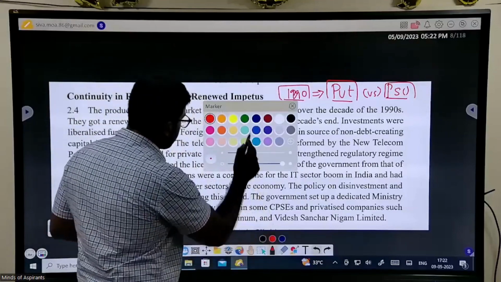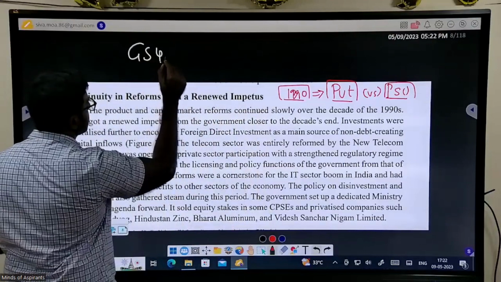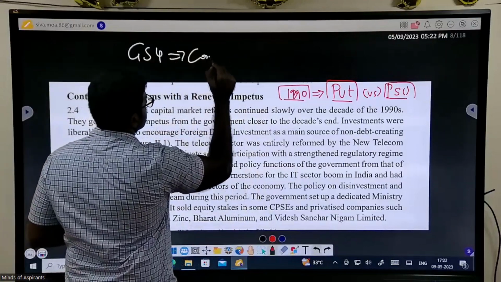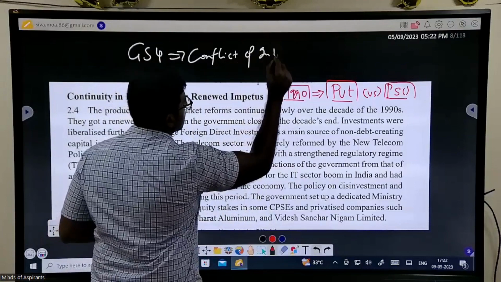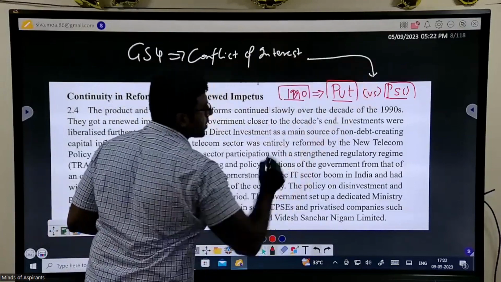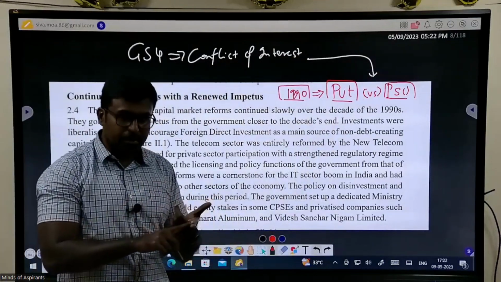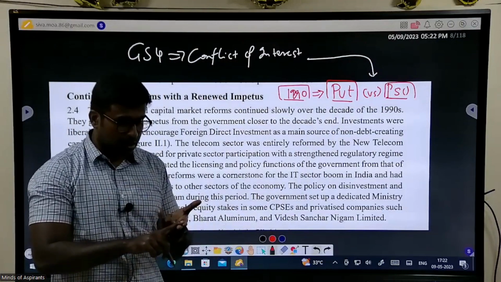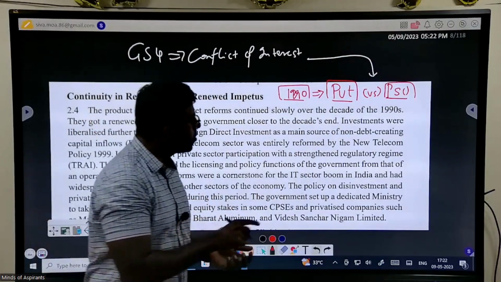In GS paper 4, there is a topic called conflict of interest. What is conflict of interest? Conflict of interest is, you are the government, you run an organization, and you also regulate the market. How is that possible? You regulate what?